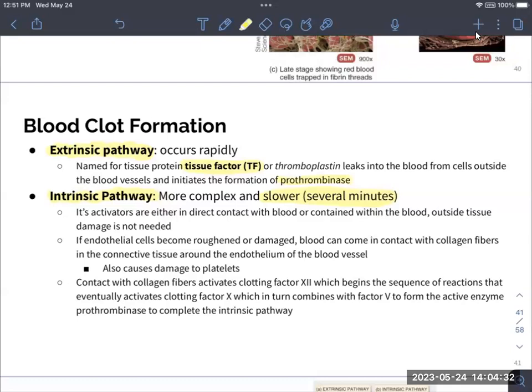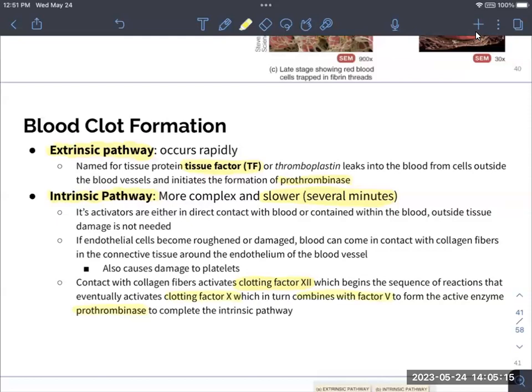And it also causes platelets to come to the area and get damaged as well. So those collagen fibers are going to initiate what is known as clotting factor 12. Clotting factor 12 activates clotting factor 10. Clotting factor 10 combines with factor 5, and that initiates this prothrombinase, and that's what gets this intrinsic pathway moving.